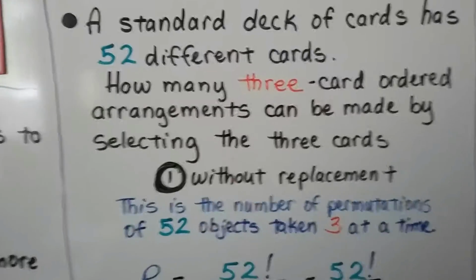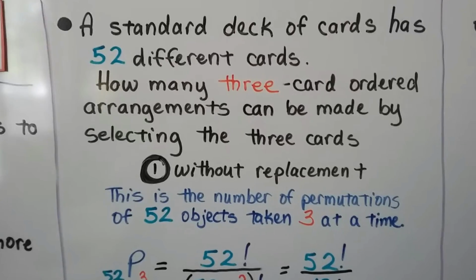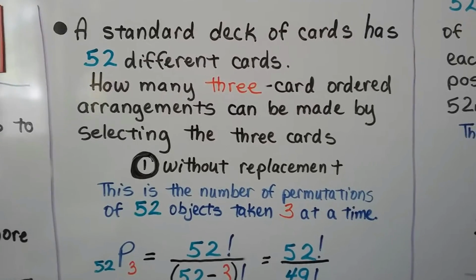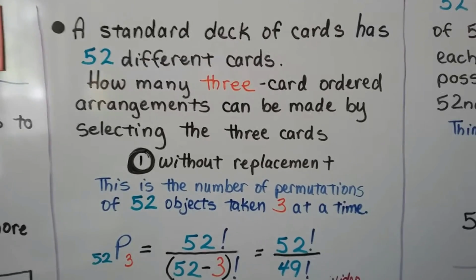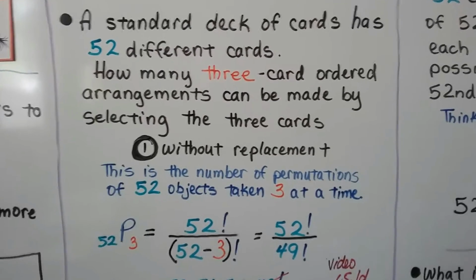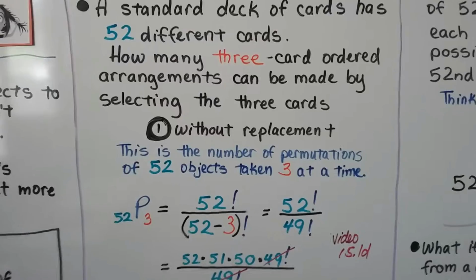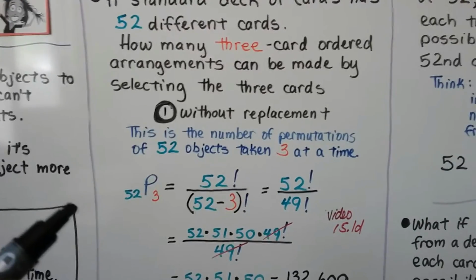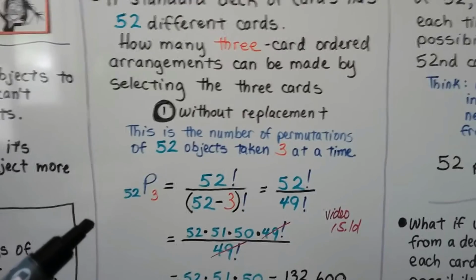A standard deck of cards has 52 different cards. How many 3-card ordered arrangements can be made by selecting the 3 cards without replacement? So this is what we did in our previous video. This is without replacement. This is the number of permutations of 52 objects taken 3 at a time.